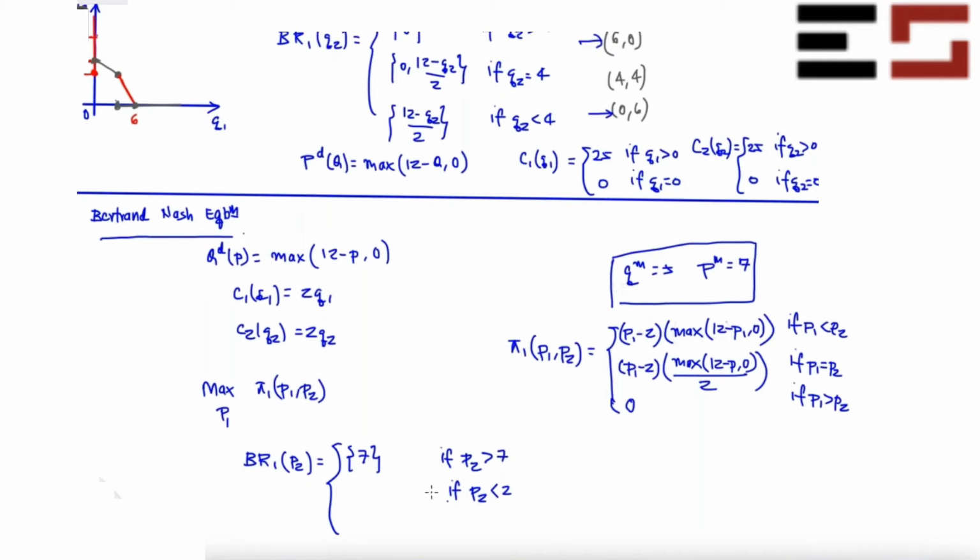Exactly, it will lead to a loss. So it's better not to produce anything if the other firm is deciding on a price less than 2. Yes or no? So what are your best responses given that P2 is less than 2? Anything above P2 works, right? So it's an interval from P2 to infinity, because if you charge above P2, you don't get to sell and you make 0 profit.